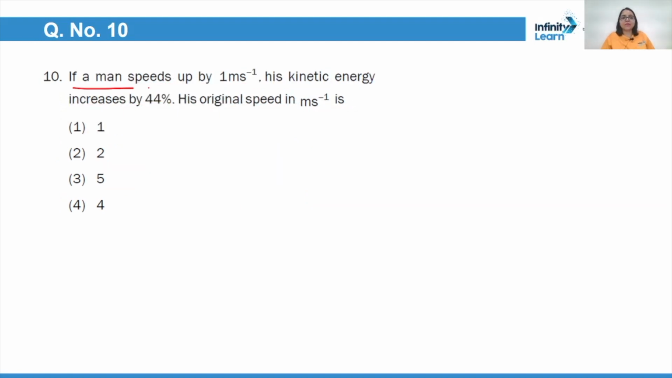Question number 10. If the man speeds up by 1 meter per second, his kinetic energy increases by 44%. His original speed in meter per second is. So initial kinetic energy is half mv square. Now, if the speed is v plus 1, then the new kinetic energy will be 44% more than the previous one, which is 1.44 times half mv square.